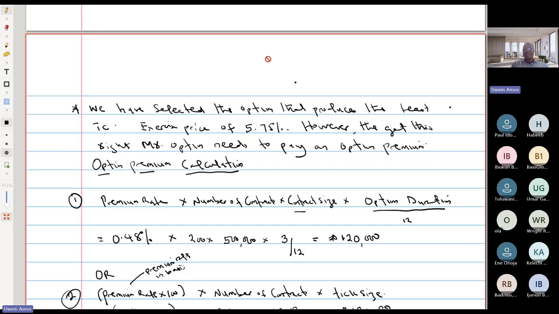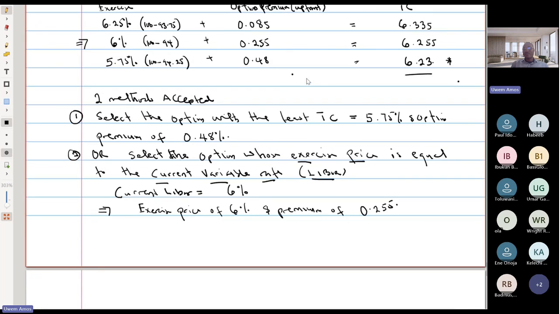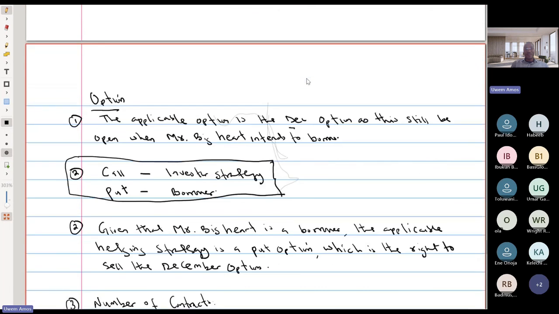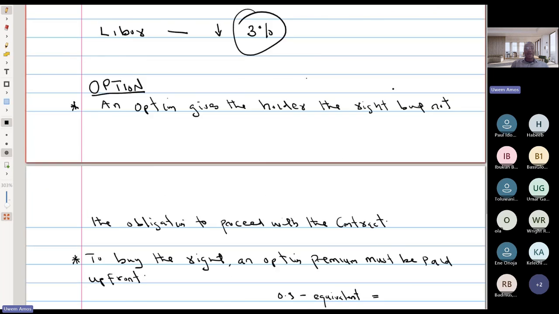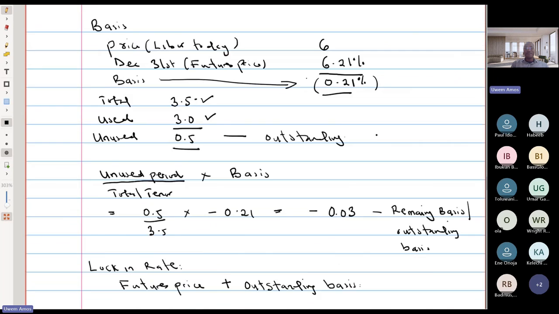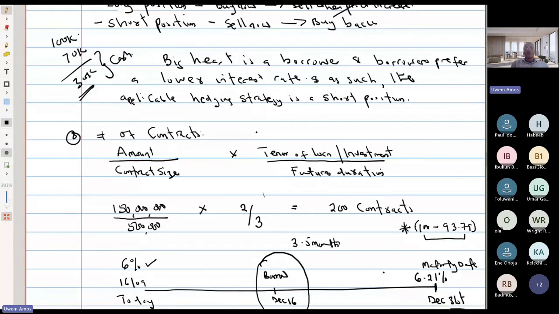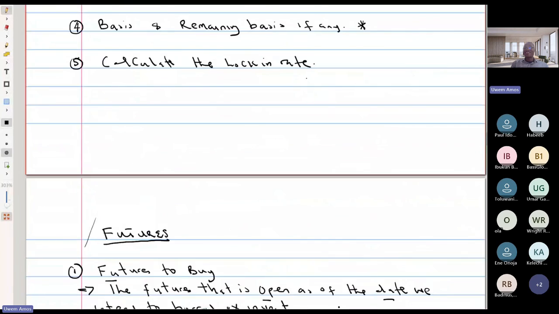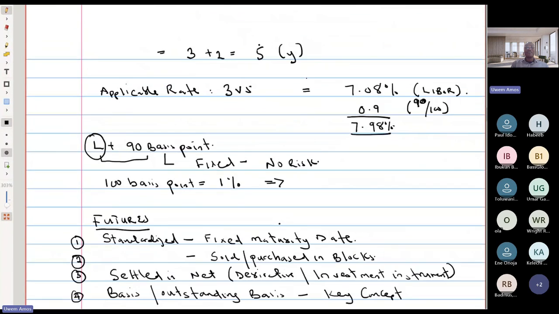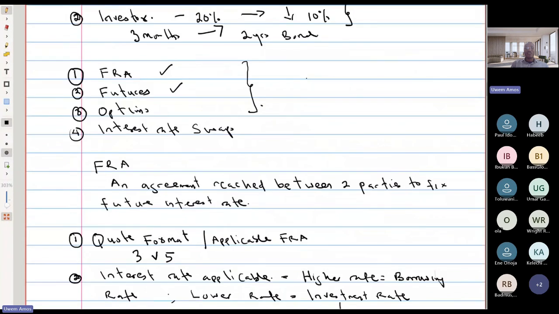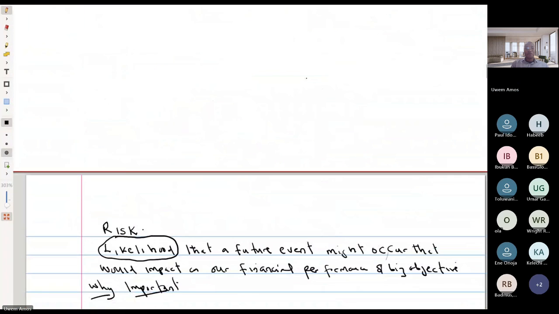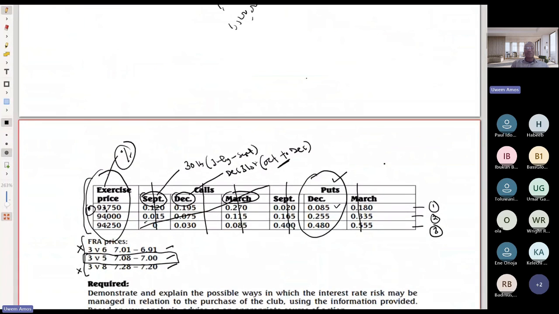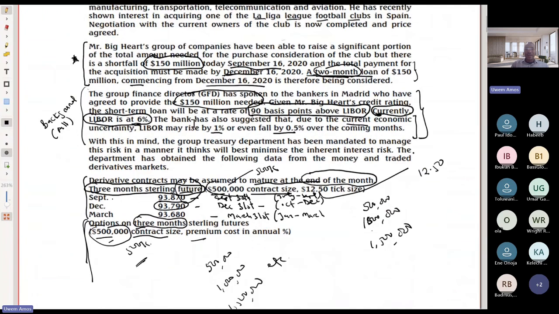So what is Mr. Bighart's expectation? Let's go to our question. When Mr. Bighart wanted to borrow, he had some fears, which is the reason why he asked you, the strategic financial manager, to help him devise a hedging strategy. What are his fears? I think it's stated right here.